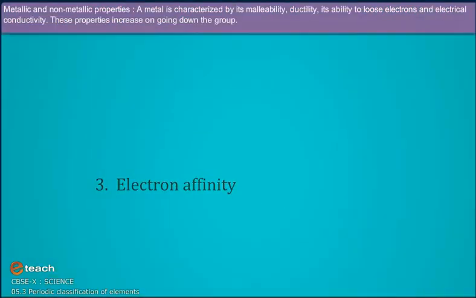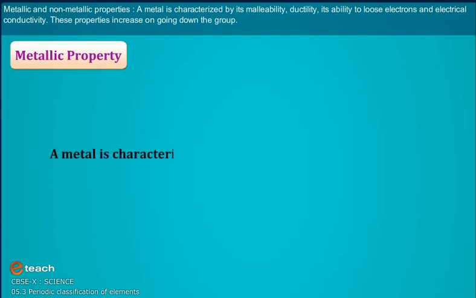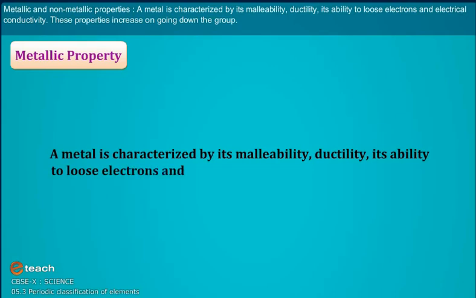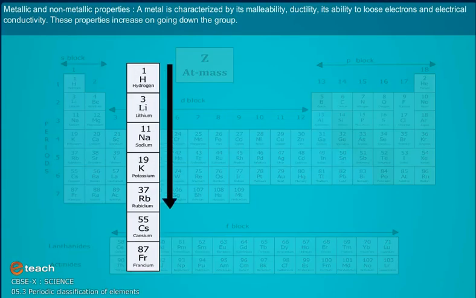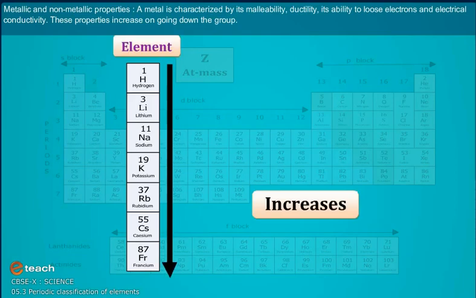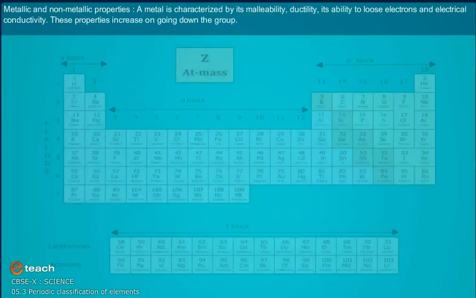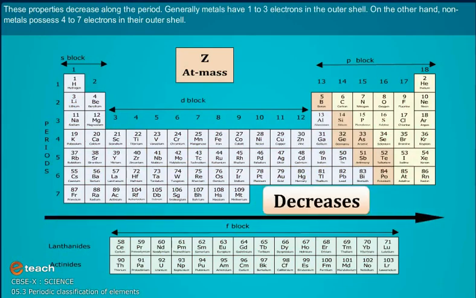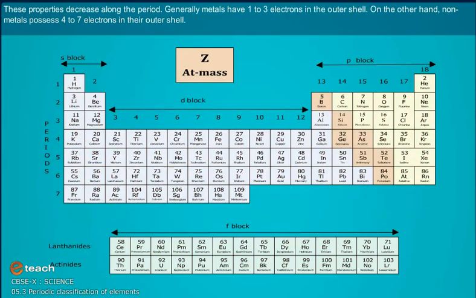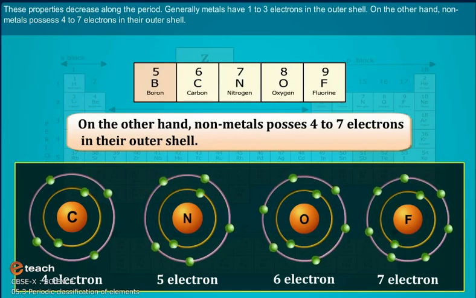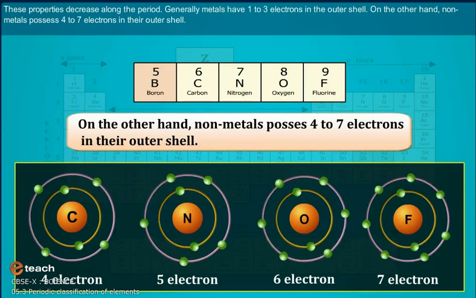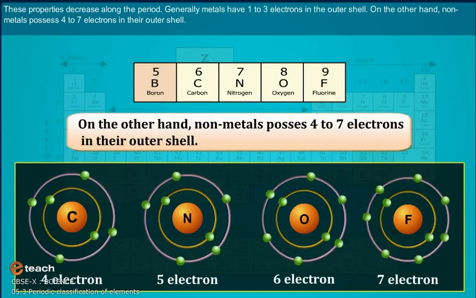Metallic and non-metallic properties. A metal is characterized by its malleability, ductility, its ability to lose electrons, and electrical conductivity. These properties increase on going down the group. These properties decrease along the period. Generally, metals have 1 to 3 electrons in the outer shell. On the other hand, non-metals possess 4 to 7 electrons in their outer shell.